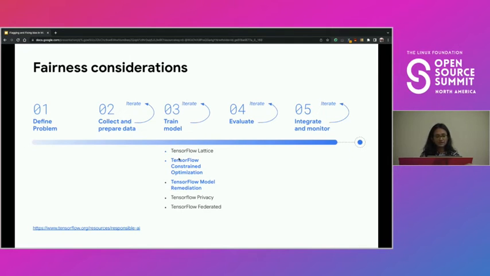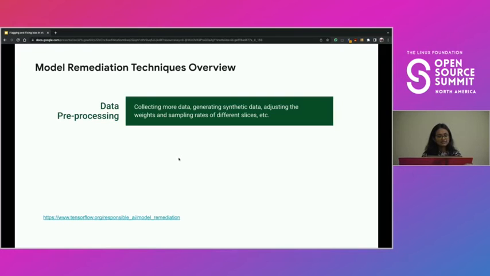Now, imagine that you have done your best to collect and prepare data, but there's only so much you can do. Now, whatever considerations you have to make are at the training step. There are some fairness considerations you can apply at the training step to make your model fairer. You can remediate your model if you have identified bias. If you have a data set and it's skewed, you can collect more data. But if you don't have the budget, you can generate synthetic data, or you can upsample the data in certain ways so that the distribution is the same.